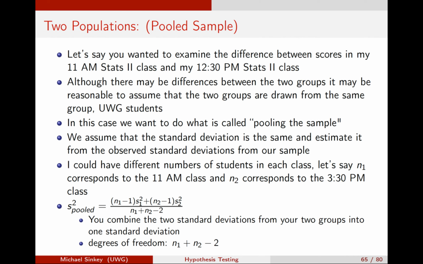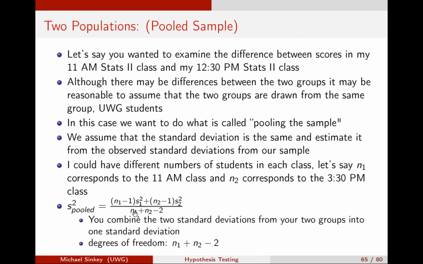I can combine those differences to make one standard deviation. I do it with this pooled variance here. N1 is the number of observations in the first group. N2 is the number of observations in the second group. S1 is the standard deviation of the first group, and it's squared. S2 is the standard deviation of the second group, squared.